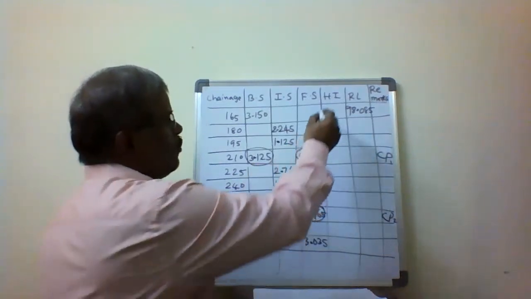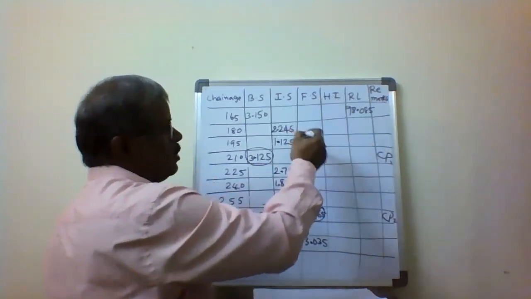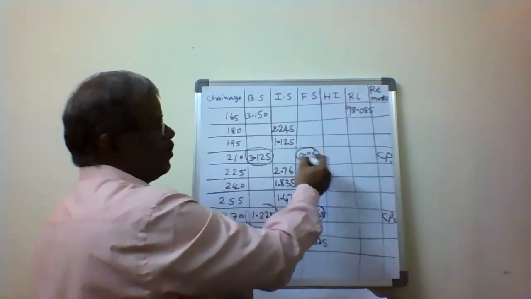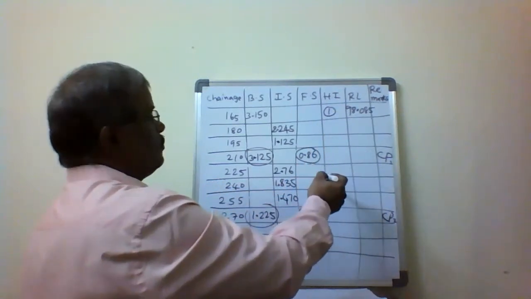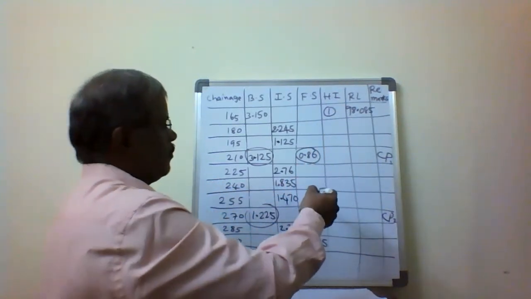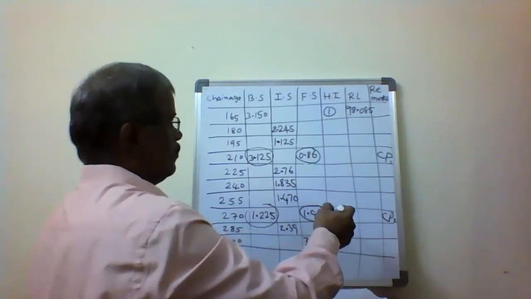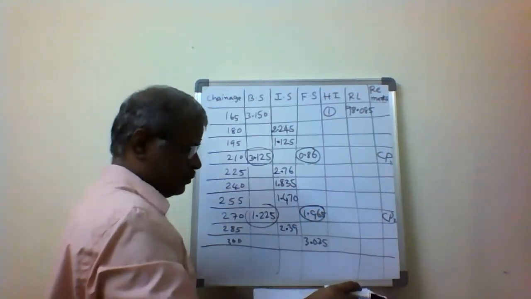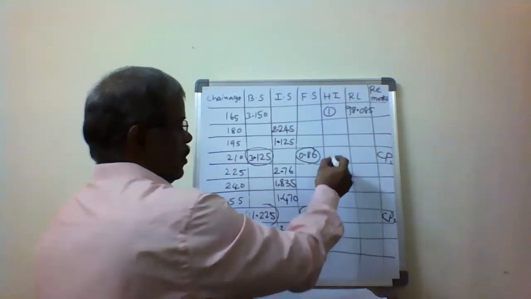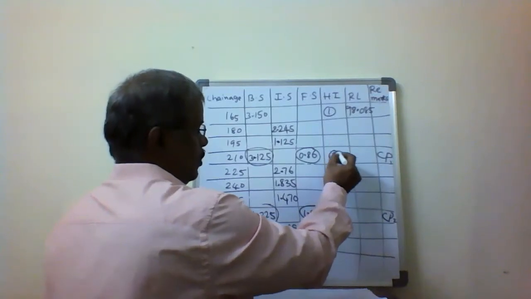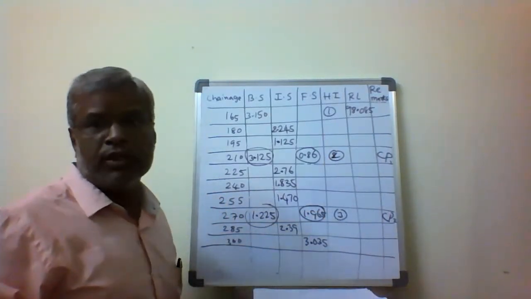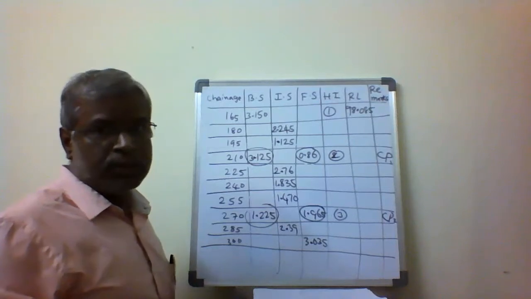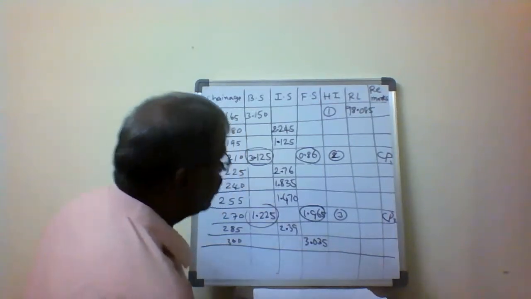So now we have calculated the height of the instrument for this one. Here one height of the instrument is going to come, and here one height of the instrument is going to come. So there are three heights of the instrument: the first setup, second setup, and third setup.